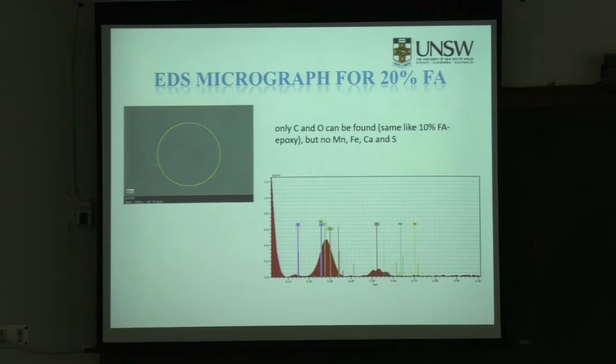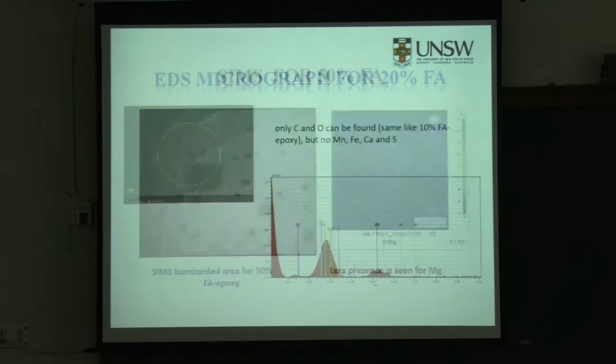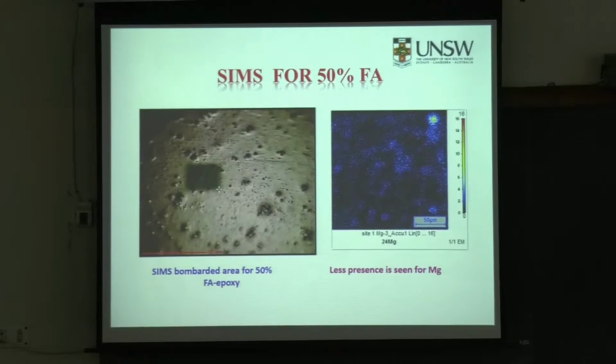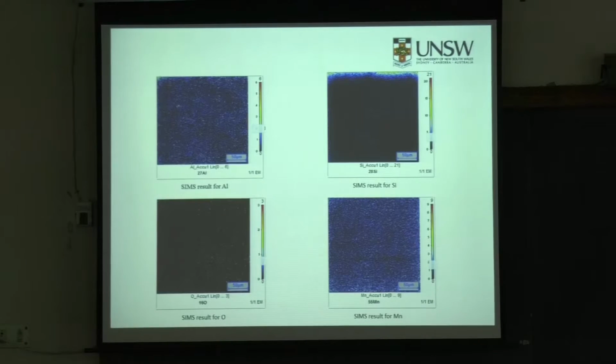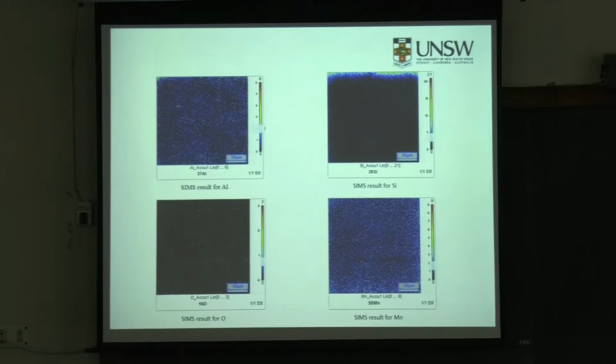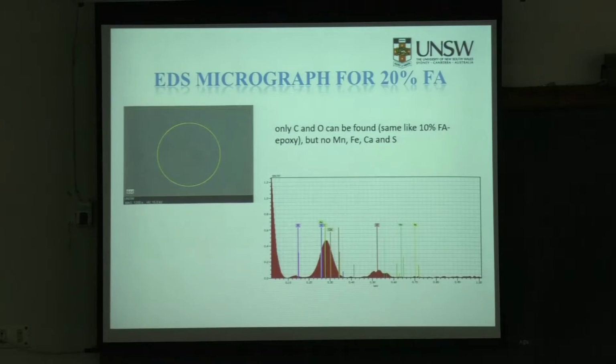Now, EDS micrograph for 20% fly ash. And here you can see only carbon and oxygen can be found. No manganese, Fe, calcium, and sulfur. So this is the EDS. And if you go for the SIMS, this was for 20%, and you can see all things in the SIMS. But when you do the EDS for 20%, you do not see any manganese or Fe or Al. So that shows that SIMS can give you much more information.